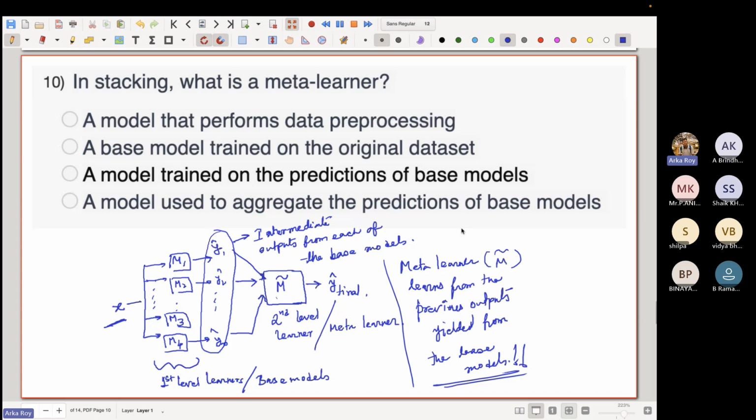So from this particular logic, now let us scan the solutions. The first solution states that it is a model that performs data pre-processing, which is incorrect. While training a particular model, so these are the initial models, you use the data. So your data set is xi, yi, with index i. This is your input feature, where the main data lies, and this is the class label.